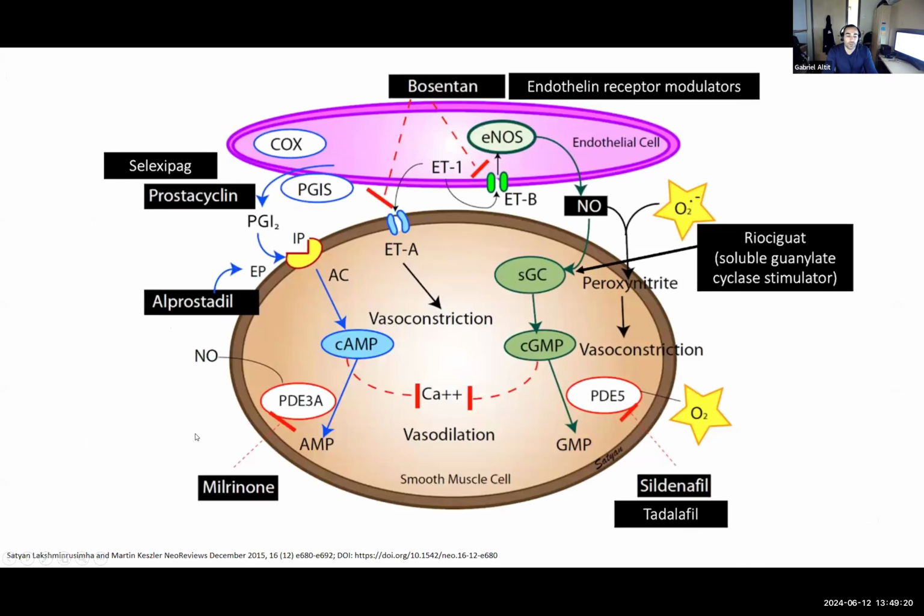And a reminder of some of the other agents acting on the pulmonary vasculature. So we know that the advantage of PGE is that it does act on the duct, but it also acts to some degree on the pulmonary vascular bed. So it could also trigger some degree of pulmonary vasodilation.